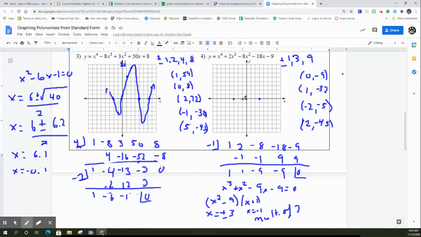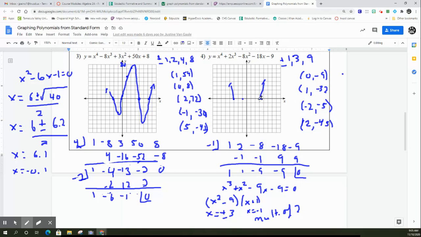So again, when I'm graphing that multiplicity 2, that means there's going to be a bounce. Okay, so I put my other x-intercepts at +3 and -3. And then I also found that at -2 it was -5 and at +2 it was -45. So now my end behaviors are both going up. All right, so at -2, it's -5. But I got to get down to -45 here.